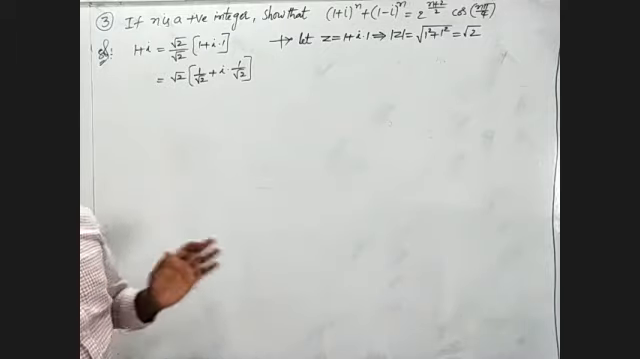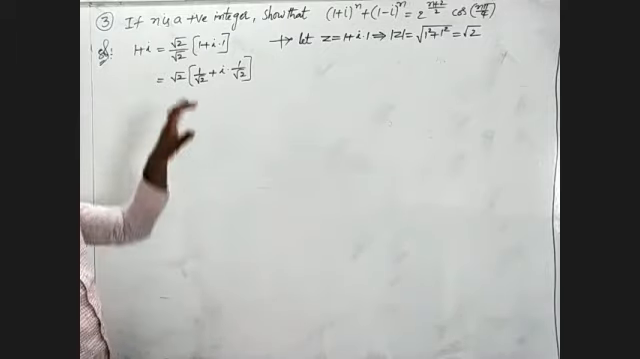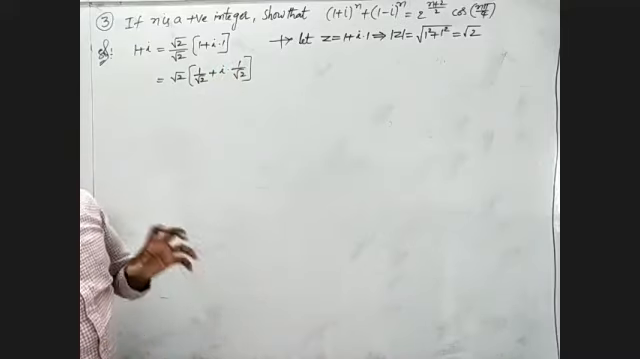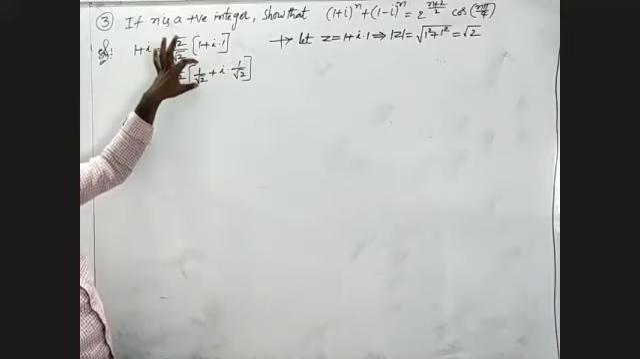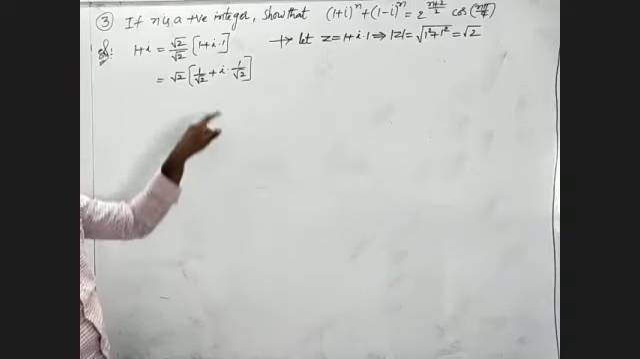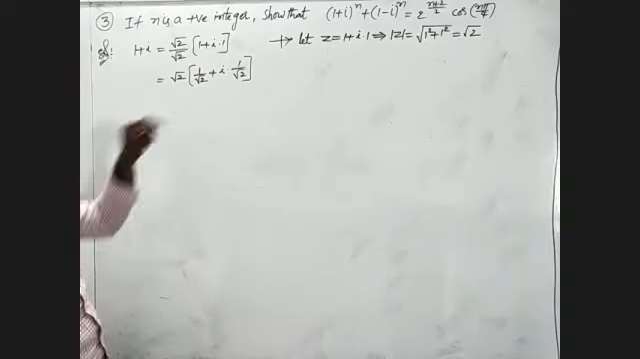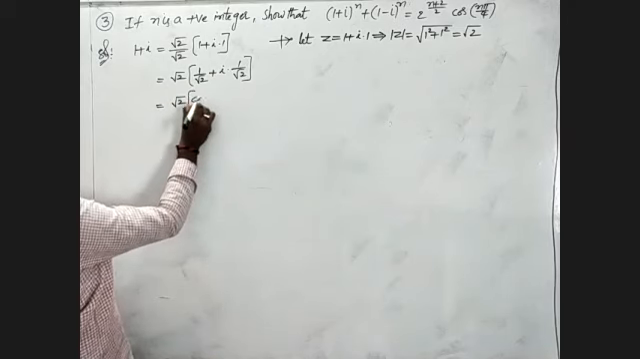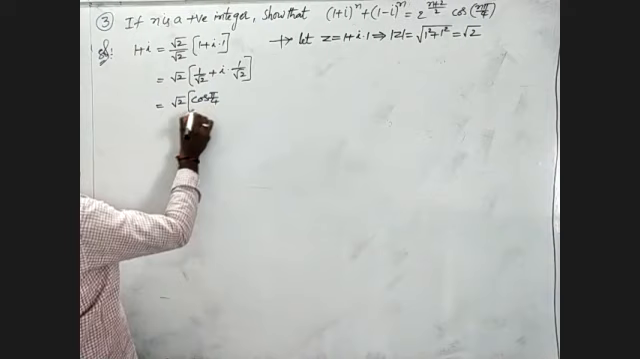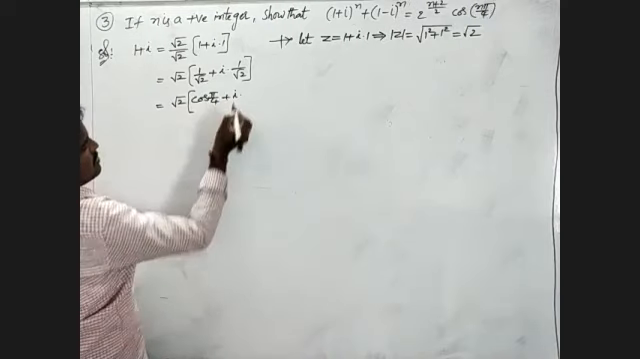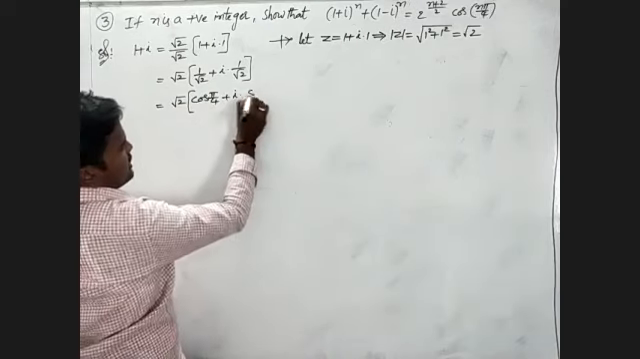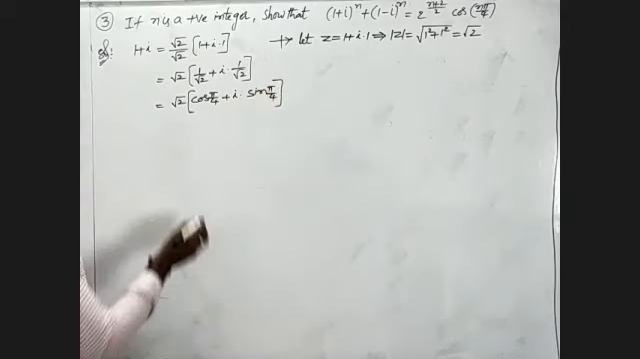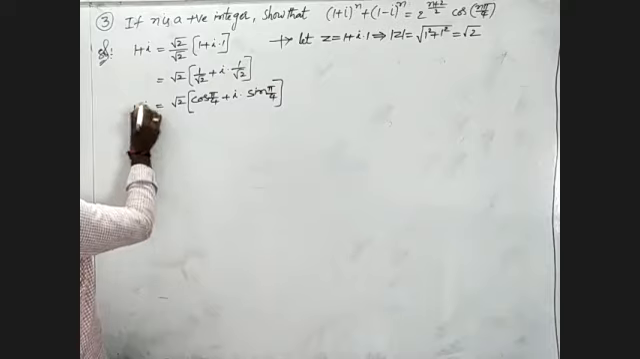When any complex number is of the form cos theta plus i sin theta, where cos 1 by root 2 will become cos pi by 4, that means root 2 into cos pi by 4 plus i into, here 1 by root 2, that will be sin pi by 4. This is the value of 1 plus i.